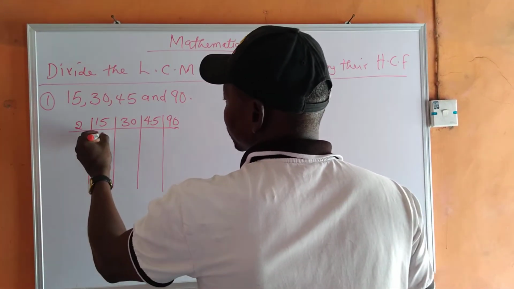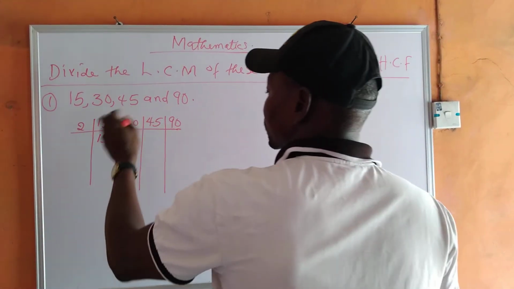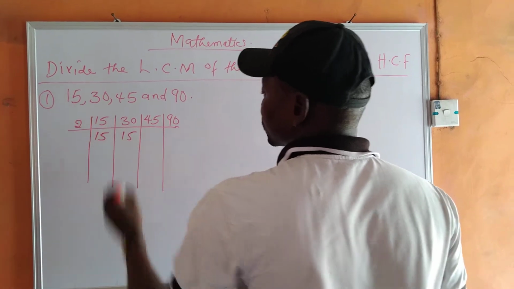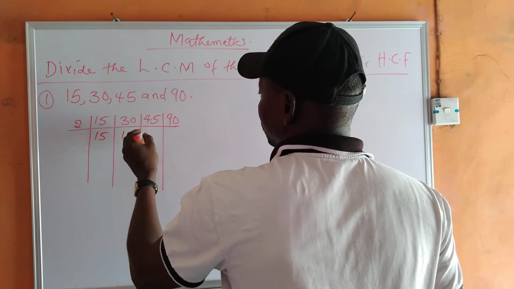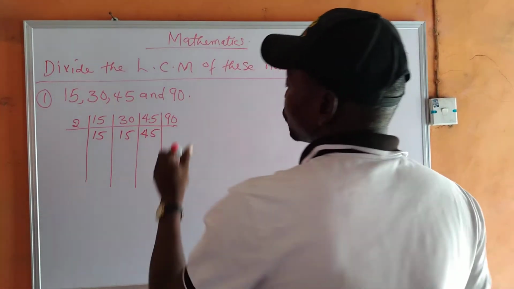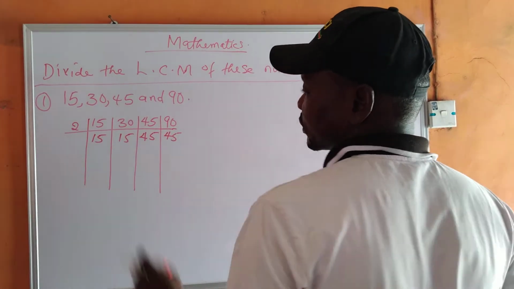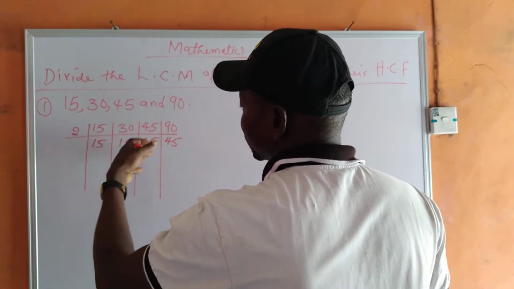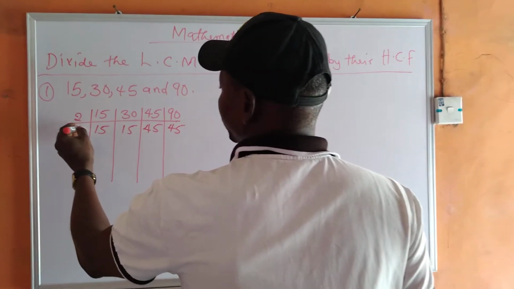So we have 15: 2 cannot go into 15 without remainder, so we write down 15. Then 30 divided by 2, we have 15. Then 45 divided by 2 is impossible, so we write 45 down. Then 90 divided by 2, we have 45. Now again, if you look at it, 2 cannot go into any one of these again. It can only be divided by 3. So we use 3 to divide.